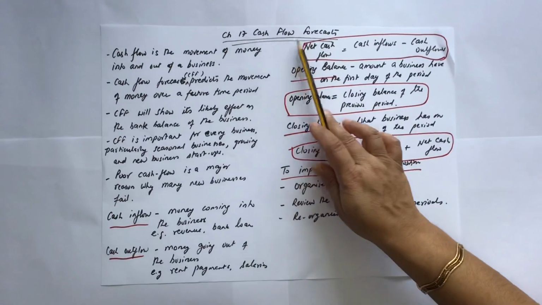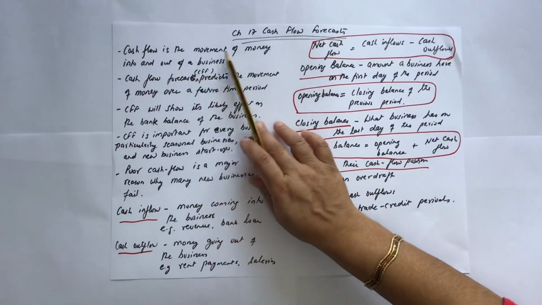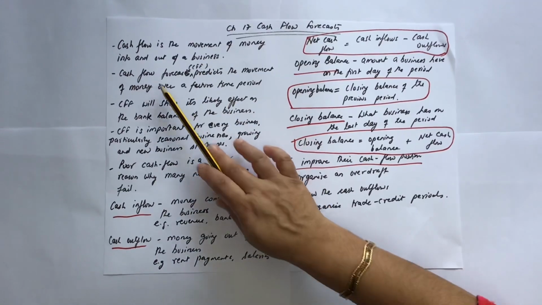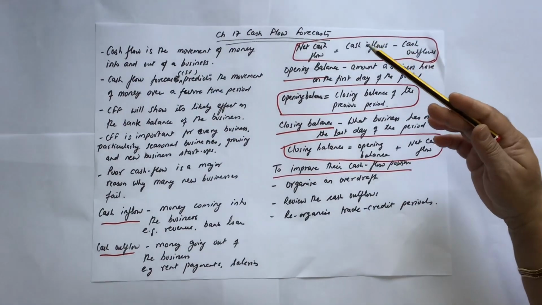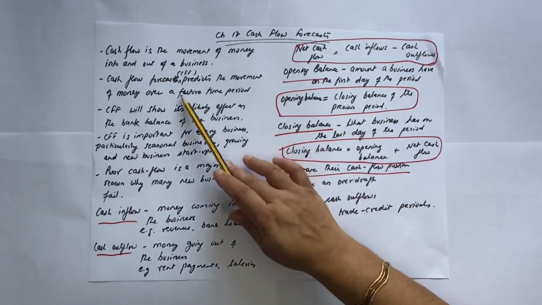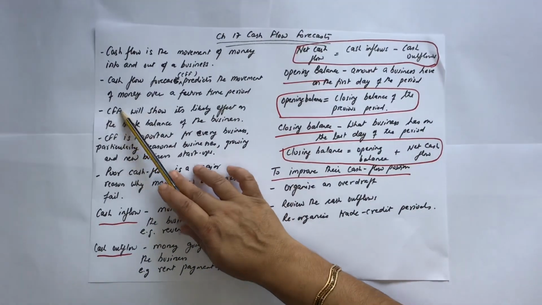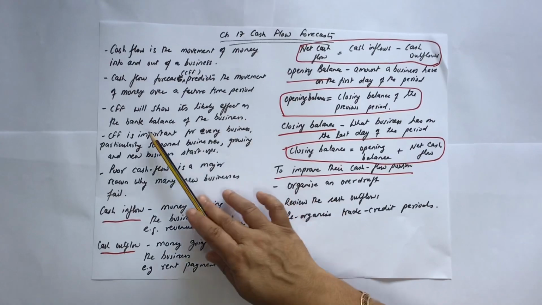Right, so this is your cash flow forecast, chapter 17. Cash flow is money coming in and out of the business, and cash flow forecast is predicting the movement of money over the next few months, over a future time period. So this is a prediction. Cash flow forecast will show its likely effect on the bank balance.